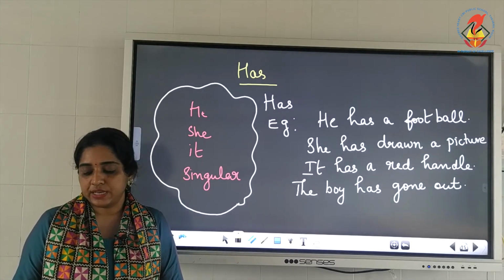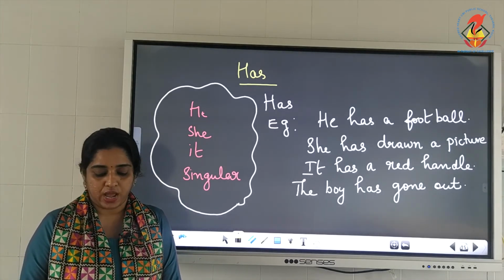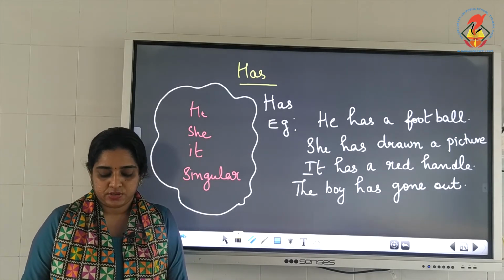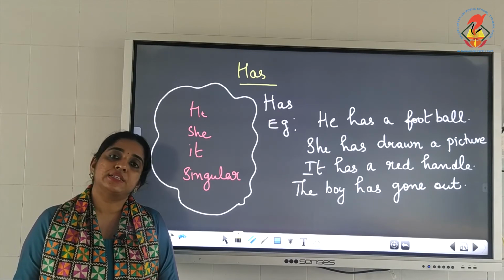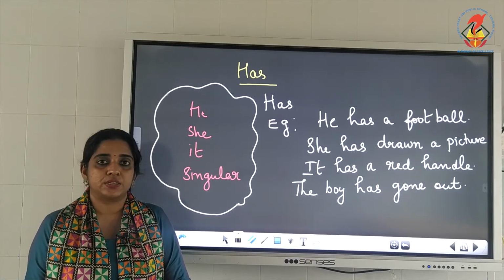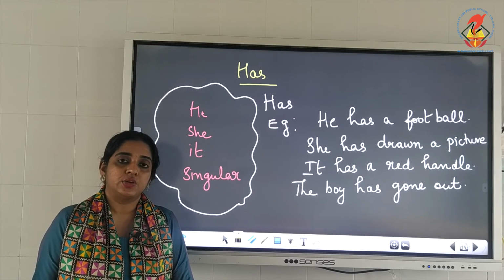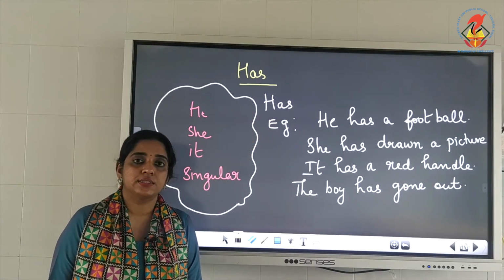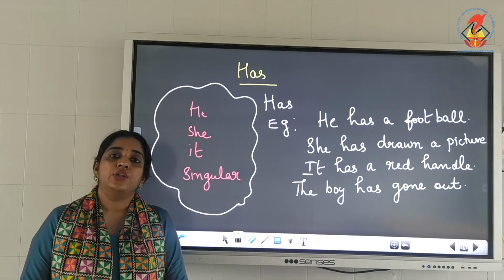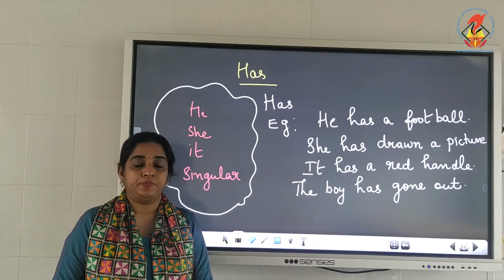Now, take your textbook. You have one exercise. Fill in the blanks with has or have. Sonali dash a new laptop. So, Sonali is a singular subject, one girl. So, for singular what do you have to use? Has. So, the answer is Sonali has a new laptop.